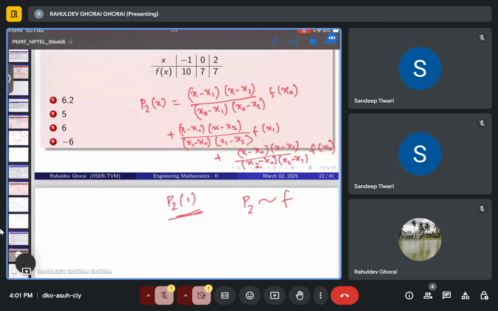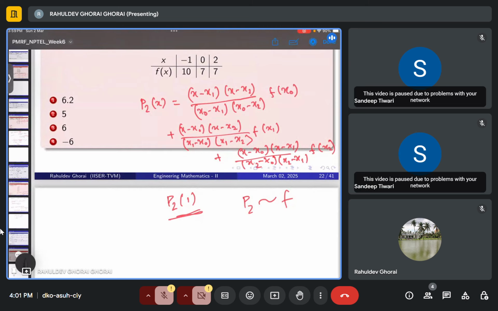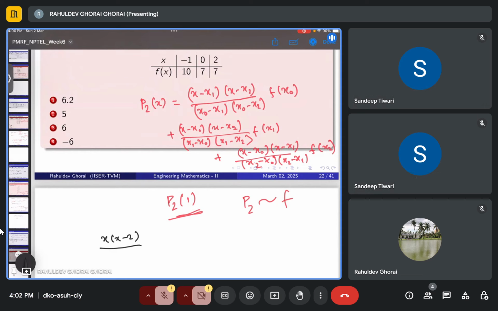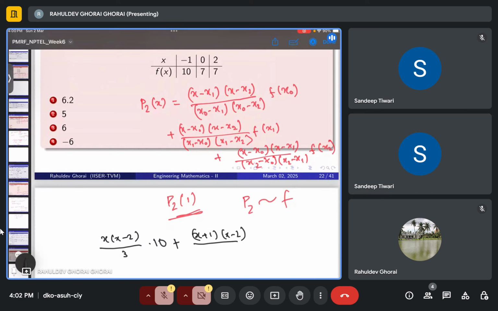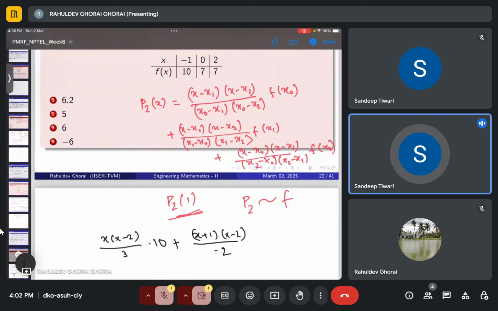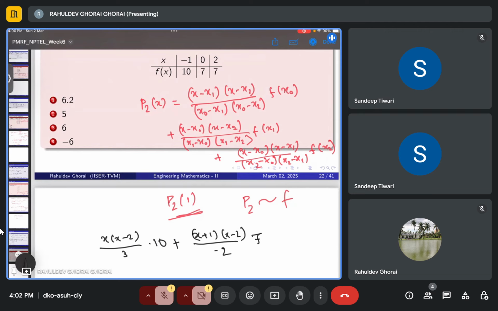What is x minus x1? The first term will be x minus 0 and x minus 2, so x times (x minus 2) over (minus 1 minus 0)(minus 1 minus 2). So that will be 3, times 10. Plus (x plus 1)(x minus 2) divided by minus 2, that is correct, times 7.